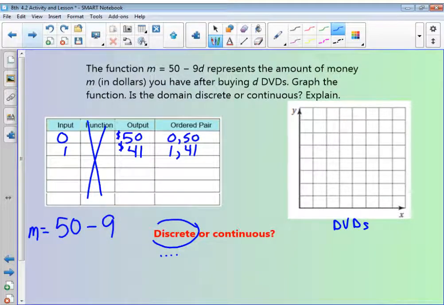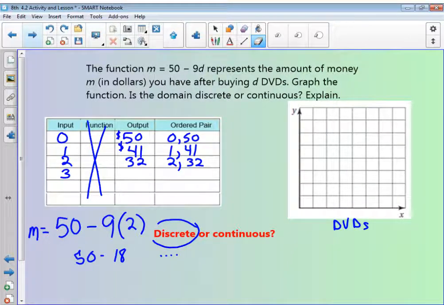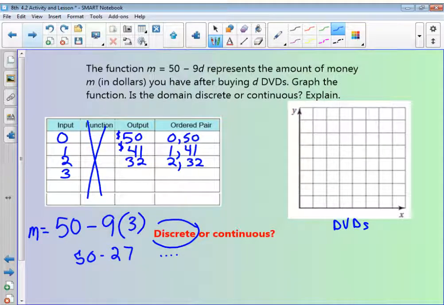Okay, so now let's substitute in a 2 here. This time we're going to buy 2 DVDs. So 9 times 2 is 18. 50 minus 18 is going to leave me with $32. Okay, so we could buy 3 DVDs. So this time we're going to substitute in a 3 there, which gives us 27. So if we take 50 minus 27, it leaves us with $23.